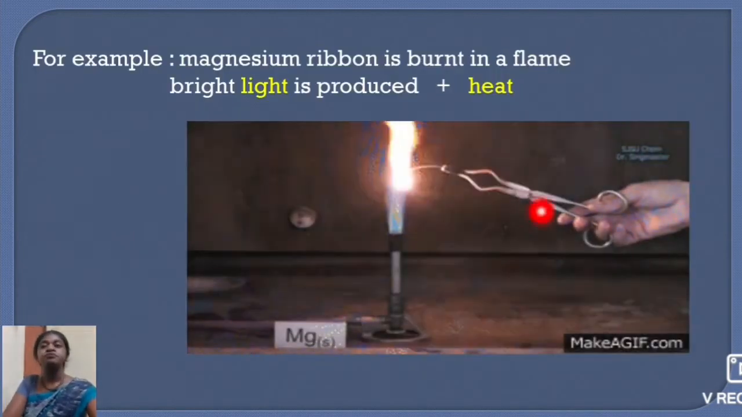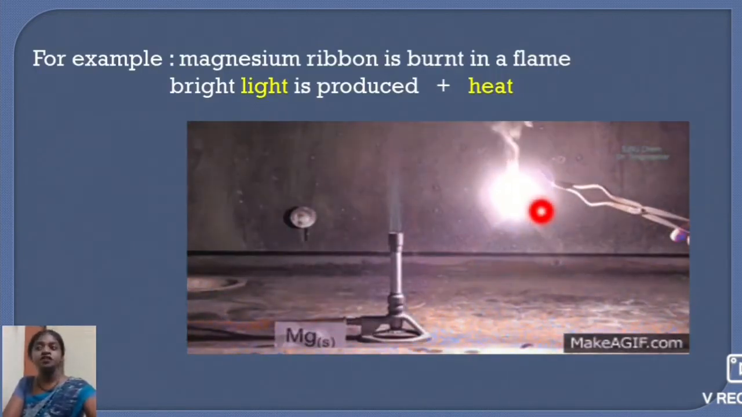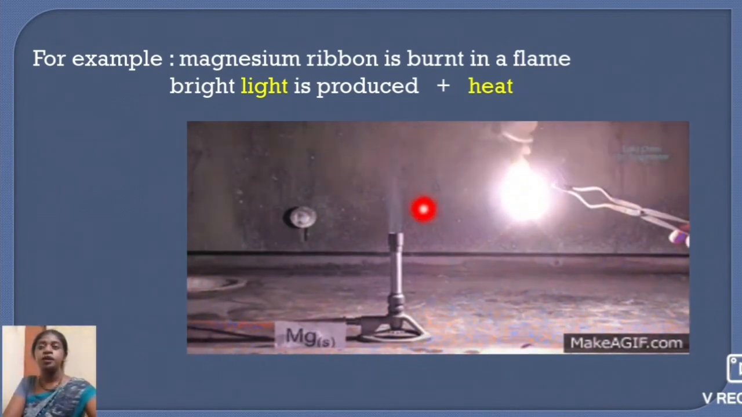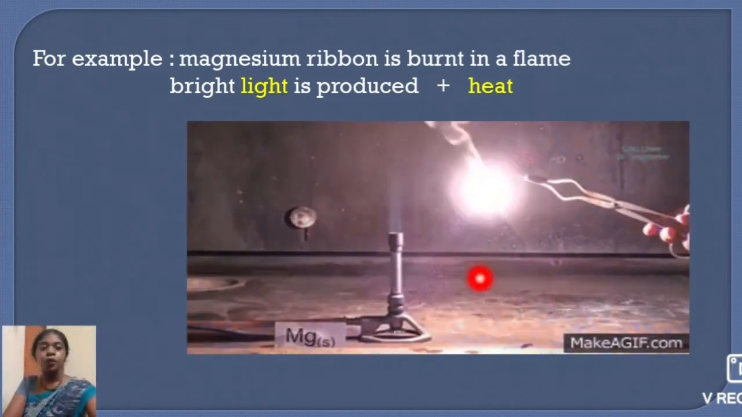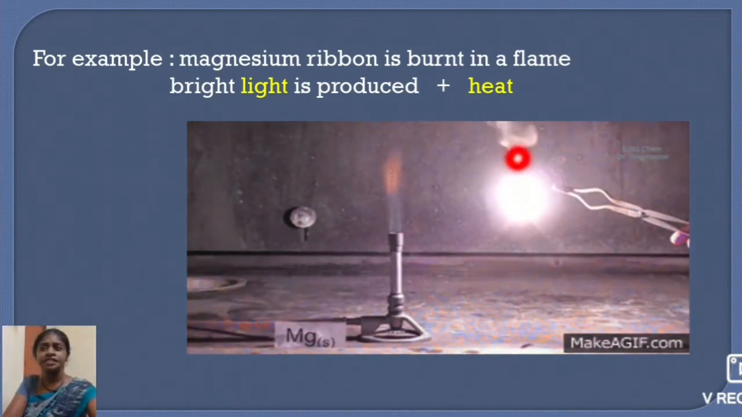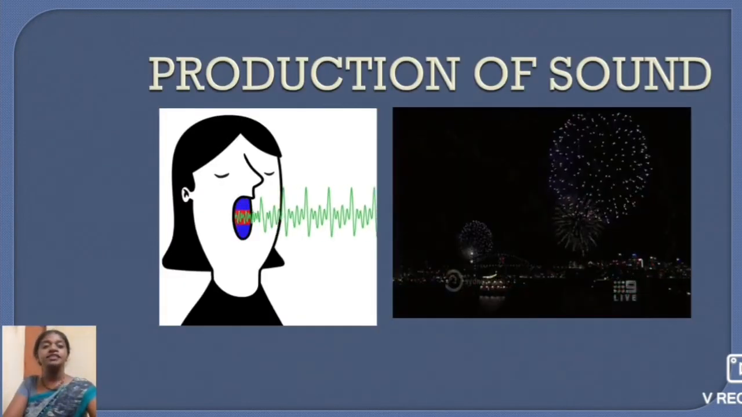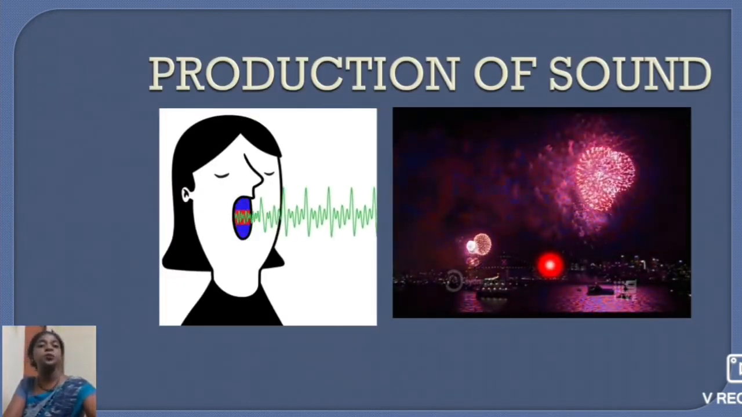For example, when a piece of magnesium ribbon is burnt in a flame, what happens? It gives a bright light. A bright light is produced with heat. And chemical reactions also do produce sound.